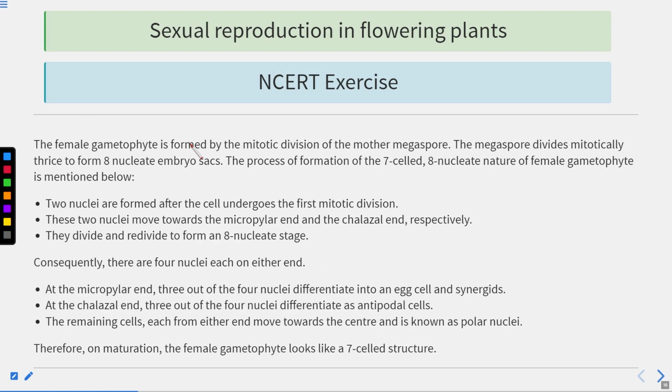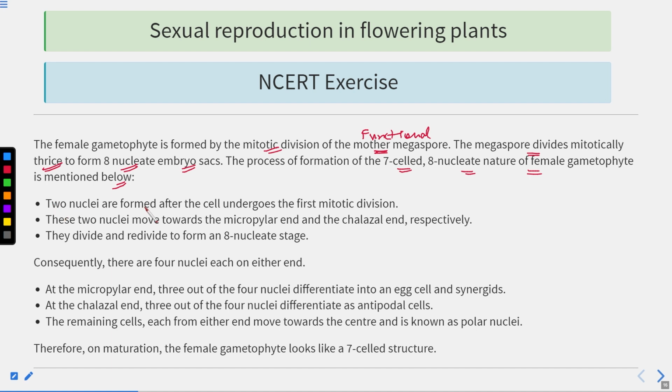Now, the female gametophyte is formed by the mitotic divisions of the functional megaspore, which is haploid. The megaspore divides mitotically thrice. So there are 3 mitotic divisions that take place in the functional megaspore, forming an 8 nucleate embryo sac, which is 7-celled. The process of formation of this 7-celled, 8 nucleate female gametophyte is mentioned below.